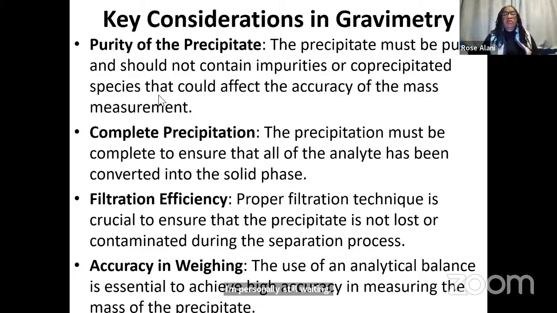Okay, so there are key things we must consider when we're carrying out gravimetry. One is purity of the precipitate. That precipitate must be very pure. It should not contain impurities or even co-precipitated species. Those are going to add to the mass of what you're measuring, and that will not be the proper result.